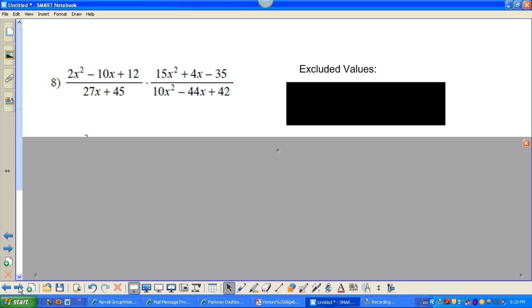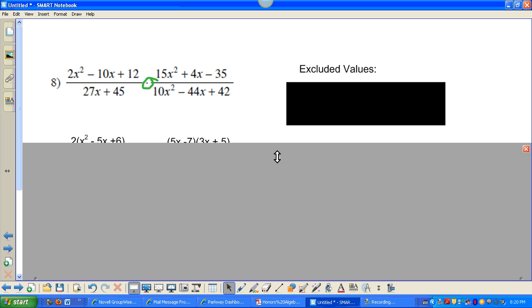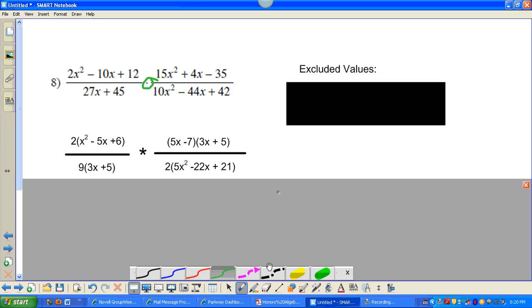Then on problem 8, it's the exact same kind of problem. We need to factor the numerator and the denominators. This is a multiplication problem, so there is no need to divide by the reciprocal. So the correct factoring, I did this in a couple of steps. When I factor 2x squared minus 12x plus 18, I can pull out a GCF of 2. When I have 27x plus 45, I can factor out a 9, which leaves me with 3x plus 5.